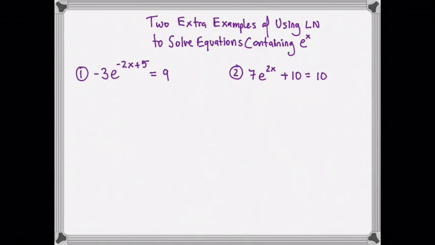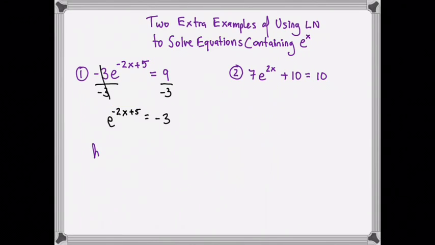So we're looking at number one here, and we know that the first thing that we want to do is get the exponential part, the e part, all by itself. So to do that, we're going to divide by a -3 on both sides. Those are going to go out, and I end up with e to the -2x plus 5 power equals a -3. And then we want to take the natural log of both sides in order to get this guy out in front.